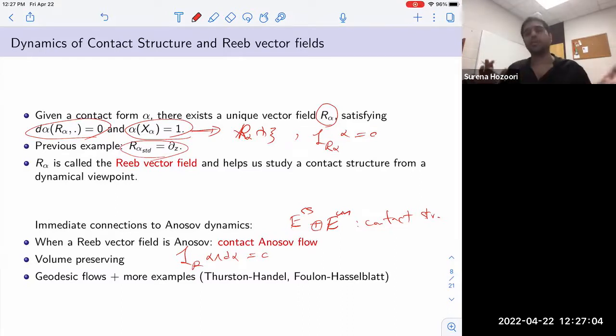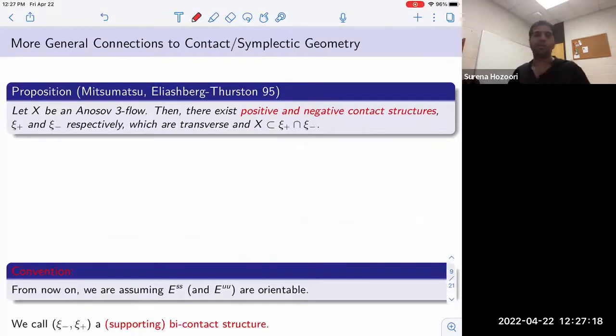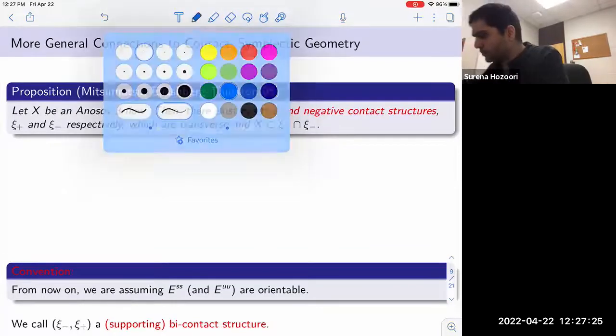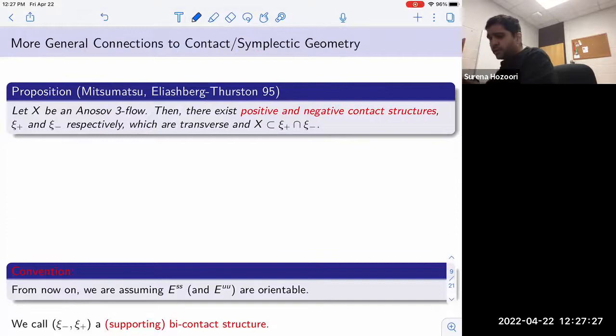But actually, that's not really the direction I'm going today. This is a very subtle and deep subfield in Anosov dynamics. There is a lot of literature on contact Anosov flows. But today, I'm actually interested in a more general relation between contact geometry and Anosov dynamics. And that is mostly thanks to an observation that Mitsumatsu and, independently, Eliashberg and Thurston made in the mid-90s.